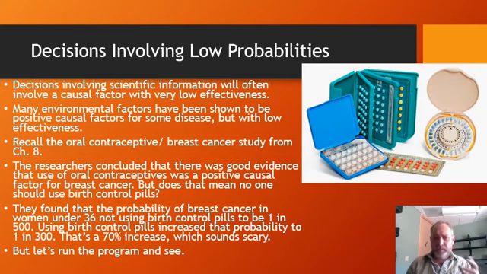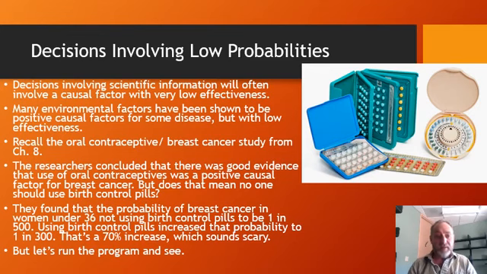This was mentioned previously in chapter 8, a study that showed an effect of taking birth control pills, oral contraceptives, as a positive causal factor in breast cancer. They did conclude that there was good evidence that the use of oral contraceptives was a positive causal factor. Great, we have a little piece of knowledge, but a separate question is what we should do with that knowledge. How should that affect our decision whether or not to take birth control pills?